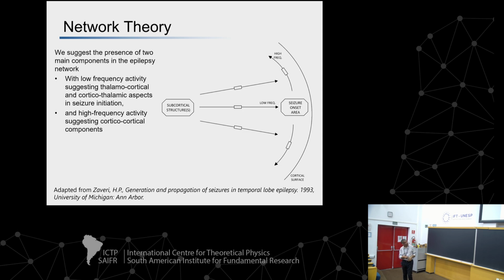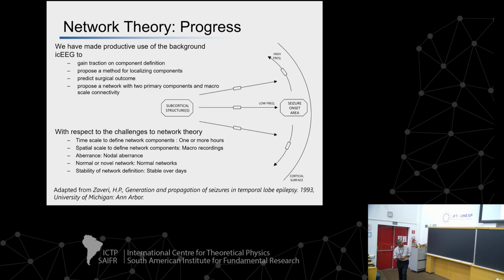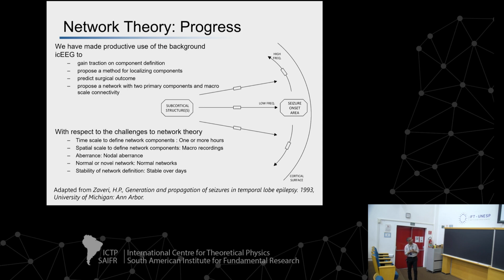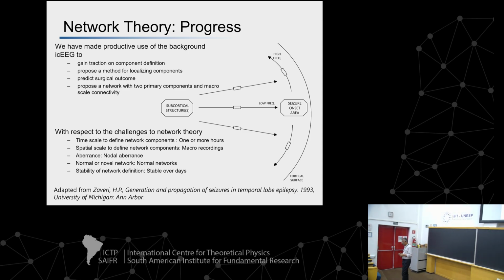The second part, which is cortical-cortical, is almost as if these are the parts that are involved in recruiting tissue and spread. And so that, to a certain extent, comes after that first initiation circuitry. So my argument is we made productive use of background intracranial EEG to gain traction on the definition of components of the network, proposed a method for localizing the components, predicting surgical outcome, and proposing a network with two primary components and macro-scale connectivity.